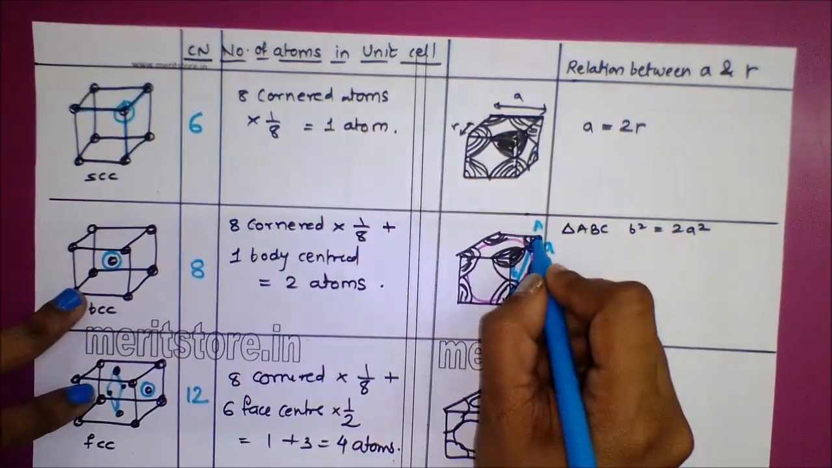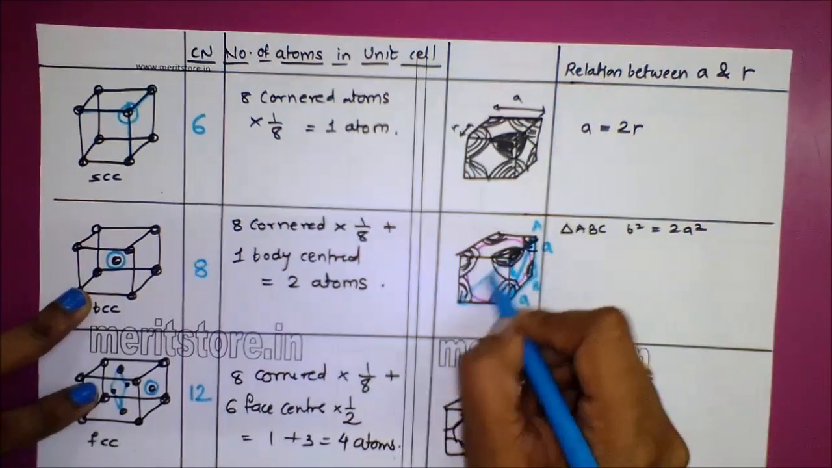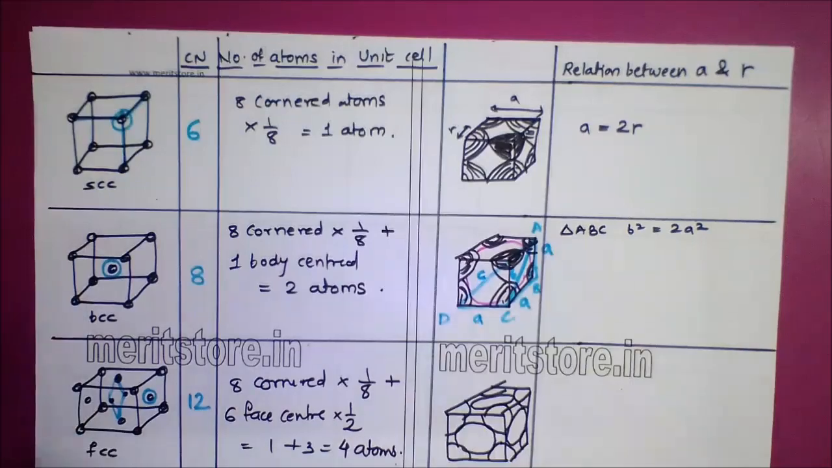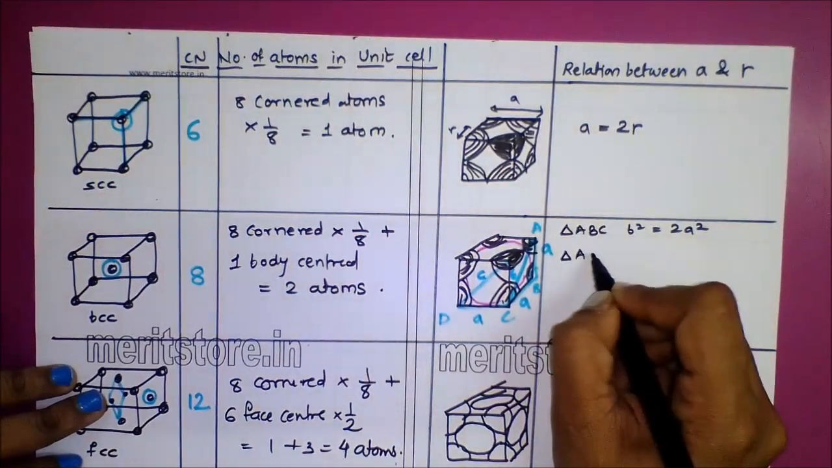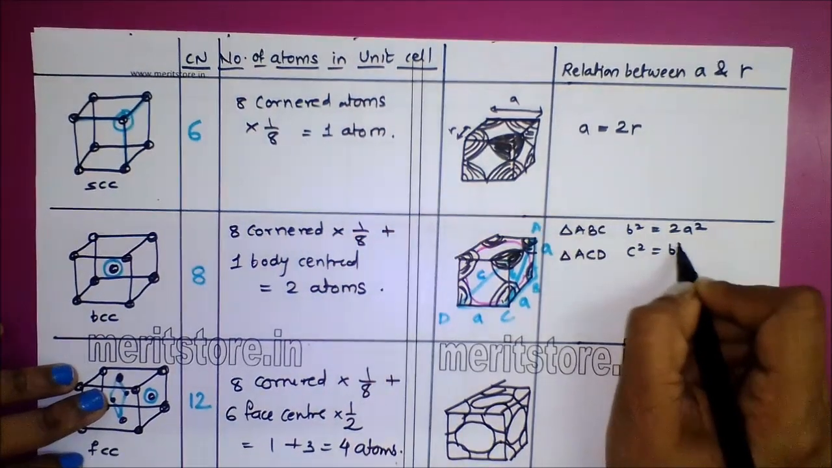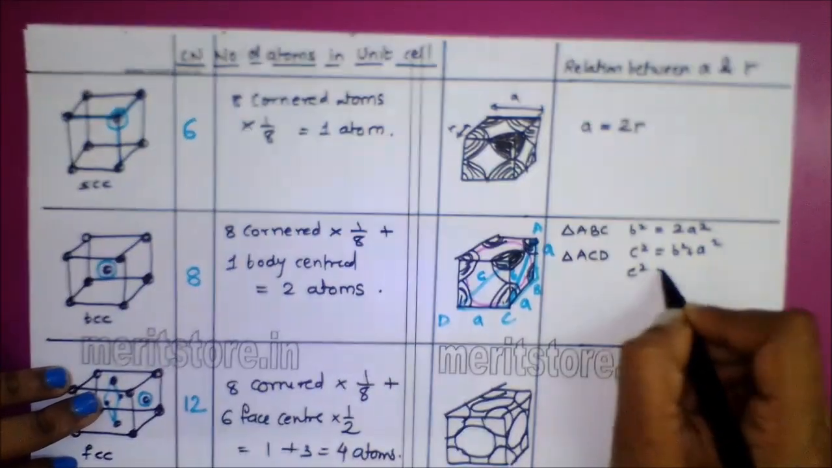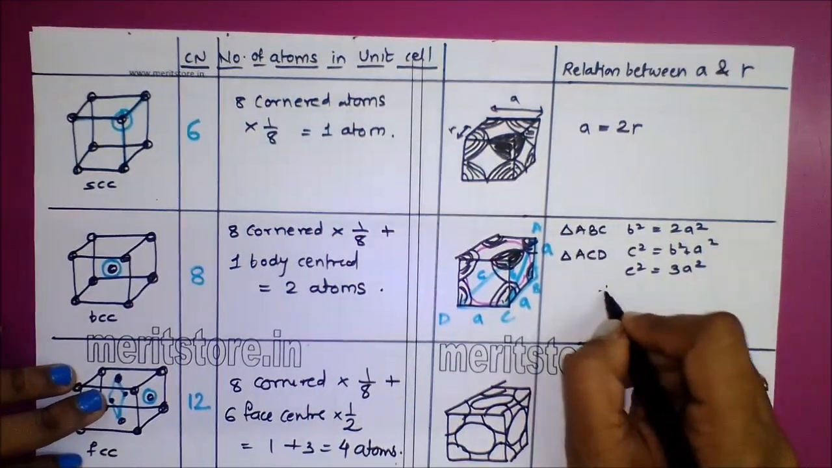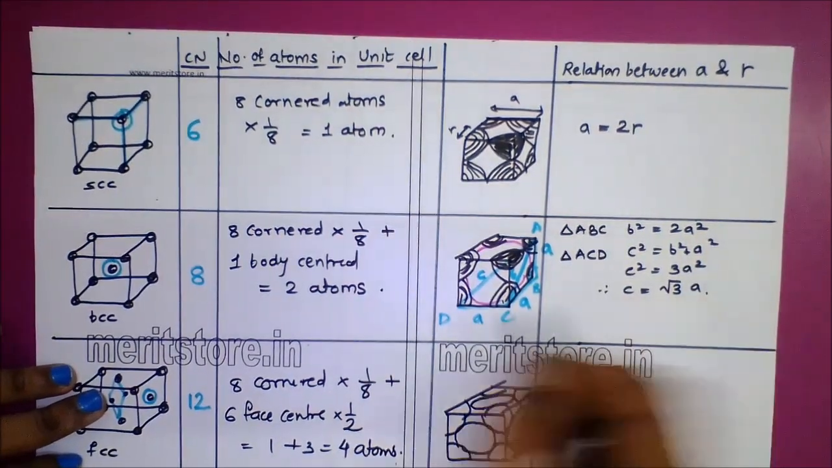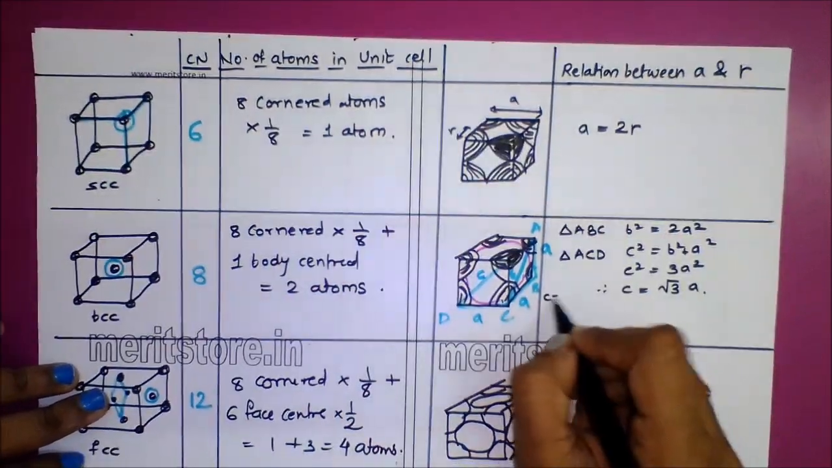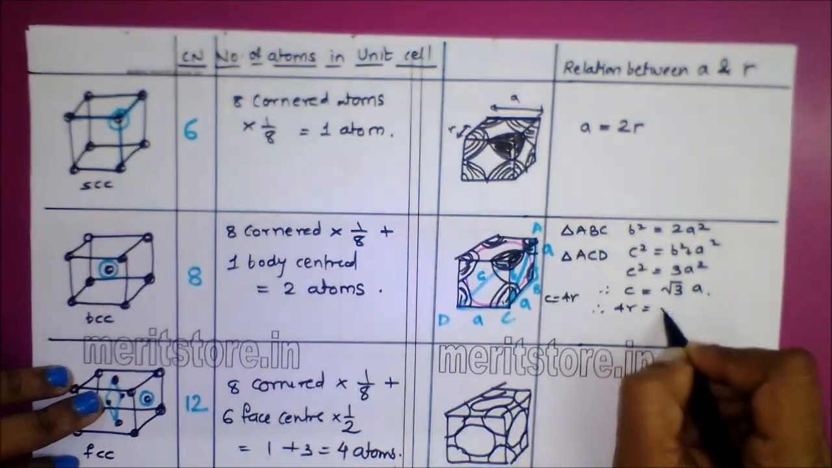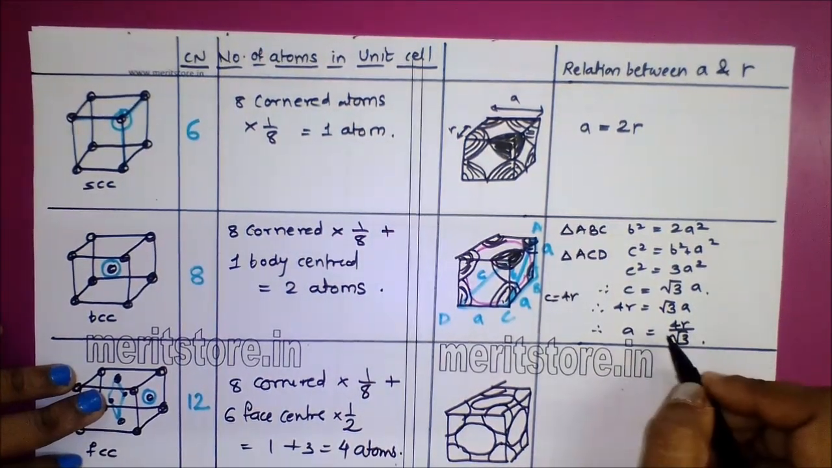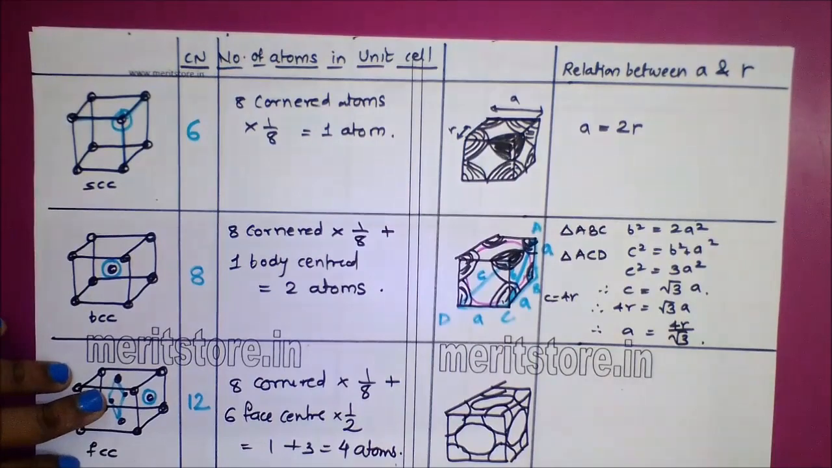But now if I assume one more triangle over here, which is consisting of the diagonal of the entire cube, let us assume it as C, and this is the edge length. So this triangle, I am calling this as triangle ACD, in which C square is equal to B square plus A square. But we have B square is nothing but 2A square. So 2A square plus A square, that will become 3A square. Therefore C is equal to root 3 A. But now we can see this C is nothing but 4R. Therefore 4R is equals to root 3 A. So A is equals to 4R by root 3. That's the relation between the A and R for the body centered cubic cell.